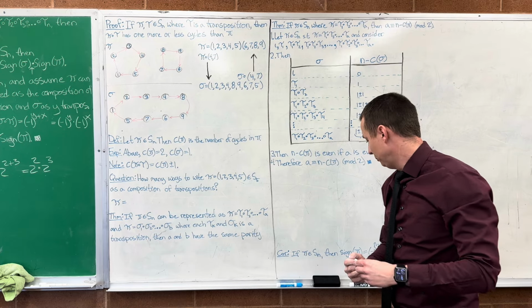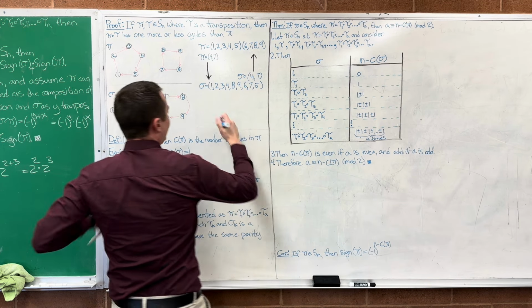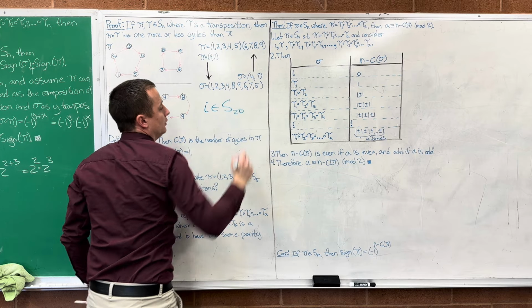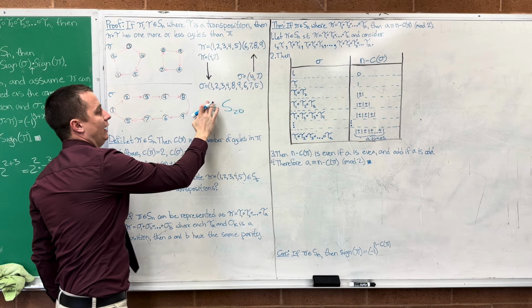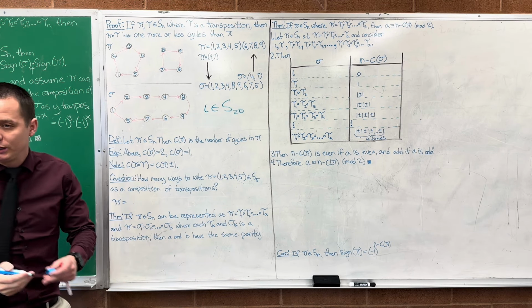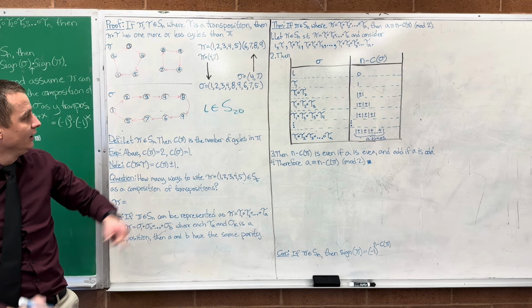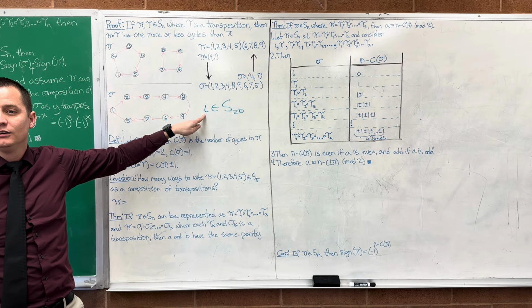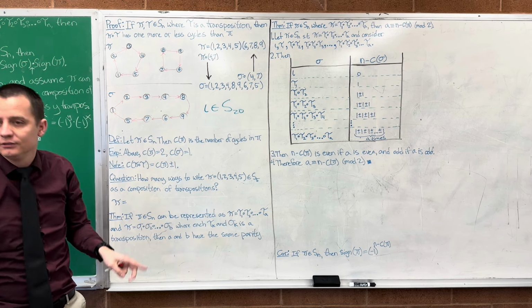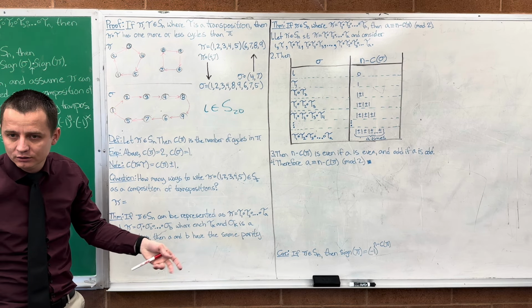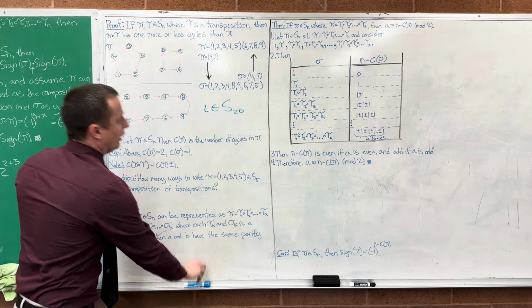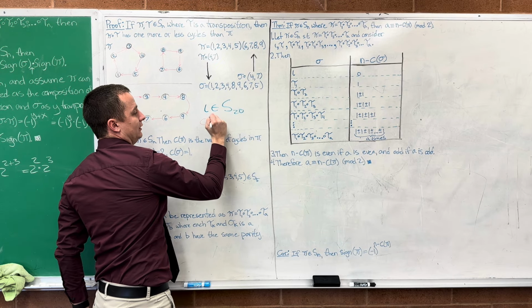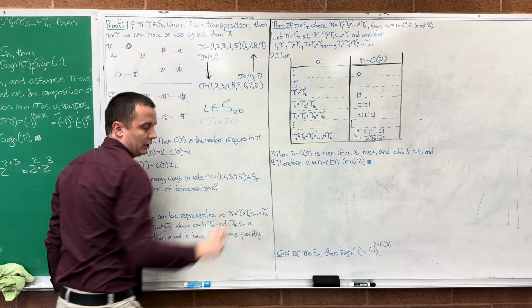With me? Maybe one more trick question. Let's say I took iota in S sub 20. So it's the identity element. How many cycles in iota? 1. Wait, no. 20. Because it does 1 to 1. That's a cycle. 2 to 2. That's a cycle. 3, 3, 4, 5. Okay, you with me? So if iota were in S sub 20, then C of iota in this special case would be 20.